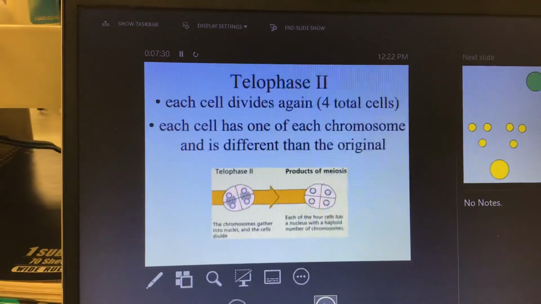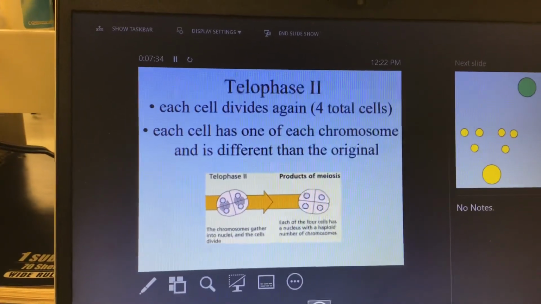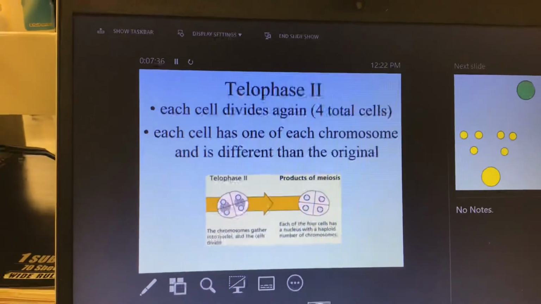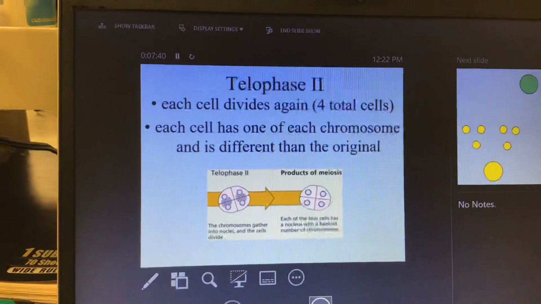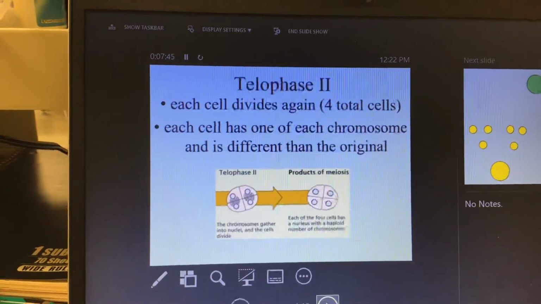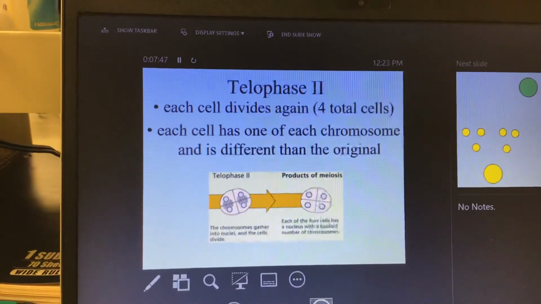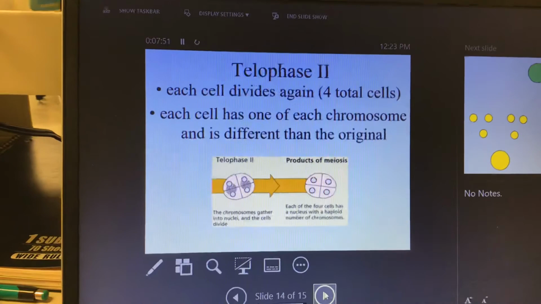So you started with 1 diploid cell. Diploid means they had all of their chromosomes. In this instance, it's 46, since we're talking human. And we end with 4 haploid cells. They're going to have half the chromosomes they're supposed to. So each of them are going to have 23.